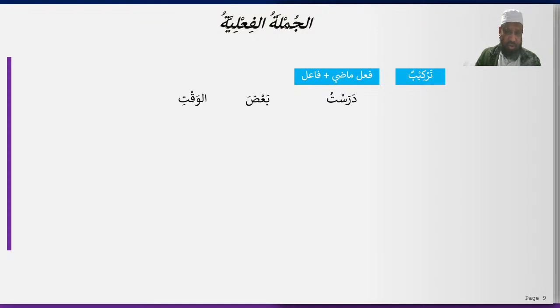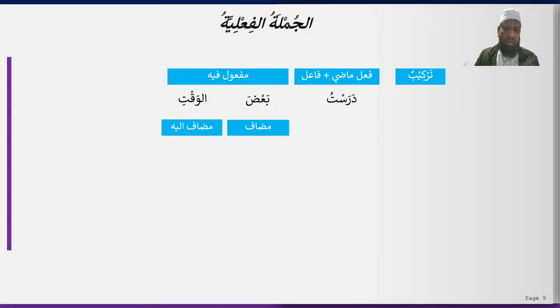So what is the name of the slot? مفعول فيه, because the وقت is giving us the meaning of time, so it is a ظرف, and بعض is taking the place of the ظرف, so it is نائب. Okay, بعض مضاف, الوقت مضاف إليه.